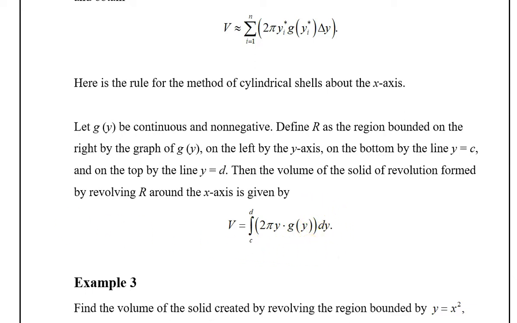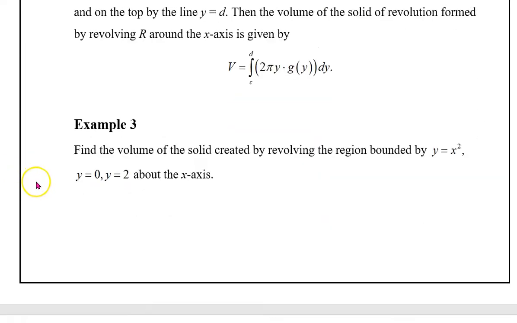In other words, strangely enough, with the shell method, to rotate around the x-axis, your differential is dy, and to rotate around the y-axis, the differential is dx. That's because with the shell method, the strips or thin rectangles are drawn parallel to the axis of rotation, so the differential is opposite. Let's take a look now at example 3.